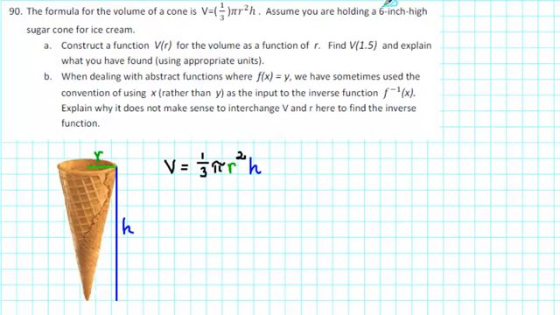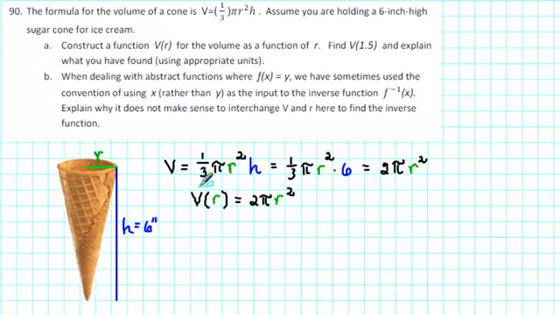We just substitute 6 for h. We get 1/3 πr² times 6. Well, 1/3 times 6 is 2, so our end result is that V = 2πr². Therefore, V of r is equal to 2πr².